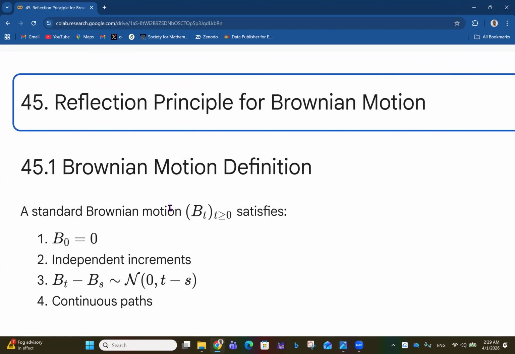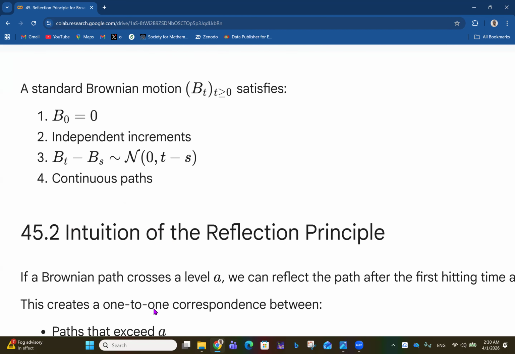A standard Brownian motion, like we've seen in the past three videos or so, is given as the collection of all B_t for t greater than or equal to 0, which satisfies the initial condition that B_0 is equal to 0. Then there are independent increments, and B_t minus B_s is normally distributed with mean 0 and variance t minus s. And then it follows continuous paths.